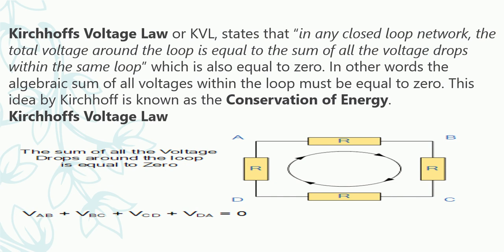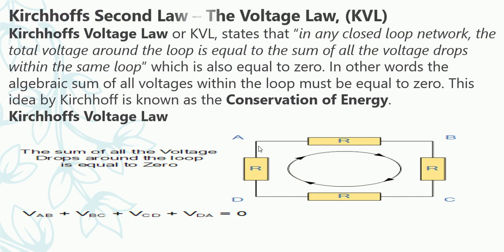Here, if you start from A, then B, C, D, and again come to A, then the voltage drop through all the resistors, the summation, will be 0. That means if you start from A and again come to A, then the sum of the voltage will be 0. So in KCL, you can see the summation of I equals 0 at a junction, and in KVL, in a loop, the summation of voltage will be 0.